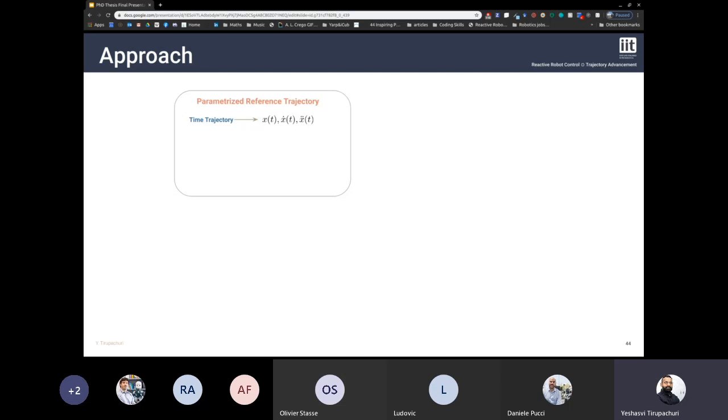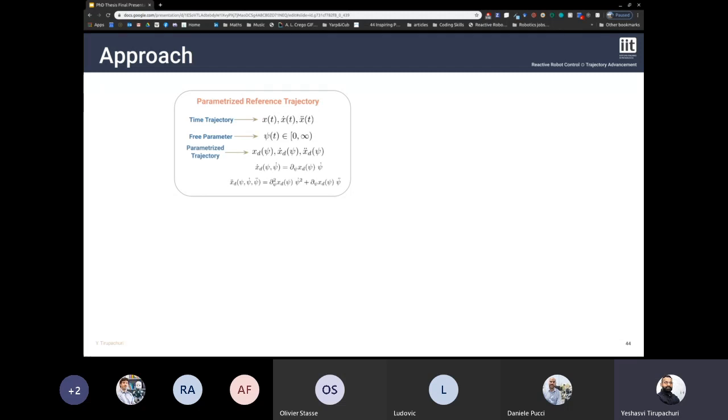This approach involves 3 steps where we parameterize the reference trajectory. Typically, the trajectories are time parameterized. Instead of that, we consider a new parameter, called the free parameter, that is independent of time. I'll explain the choice of this parameter shortly. Now, the reference trajectory in the new parameterization is given by this set of equations.